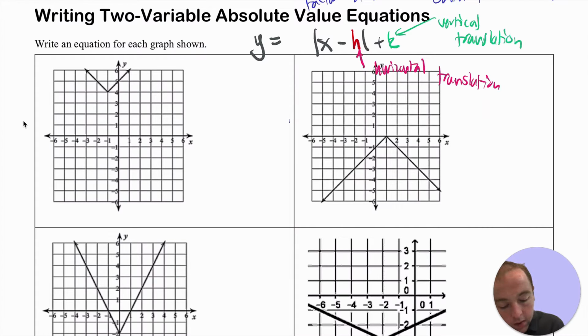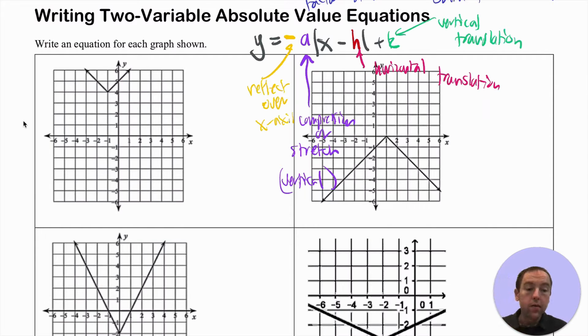k number of units. We may also multiply by some sort of a negative value, and if we do have that negative value, it's going to reflect the graph over the x-axis. And then finally, we may have some sort of a constant a, and that a right there is either going to be a compression factor or a stretch factor. But in both cases it will always be a vertical compression or a vertical stretch, and it depends on whether or not the absolute value of a is going to be less than 1 or greater than 1 to determine that.